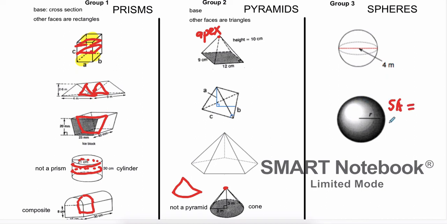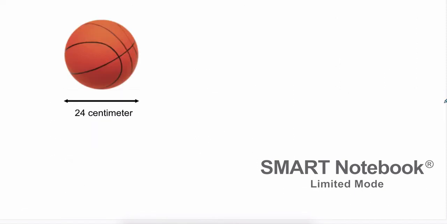surface area of the whole sphere. So imagine like a basketball or something like that, will be 4 times pi times radius squared. So we are going to try and use this. All right, so imagine if you have this basketball.